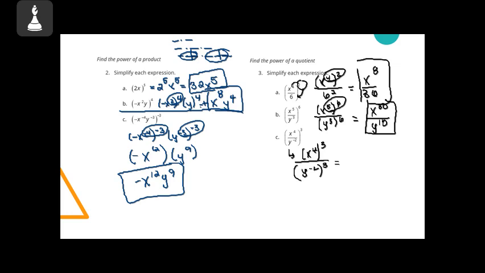Now I'm not done because we mentioned we don't like negative exponents. So this piece is negative. It's going to come up to the top. So x to the 12th is going to stay where it is. The y is now going to join it so that instead of a negative exponent, we now have a positive exponent.